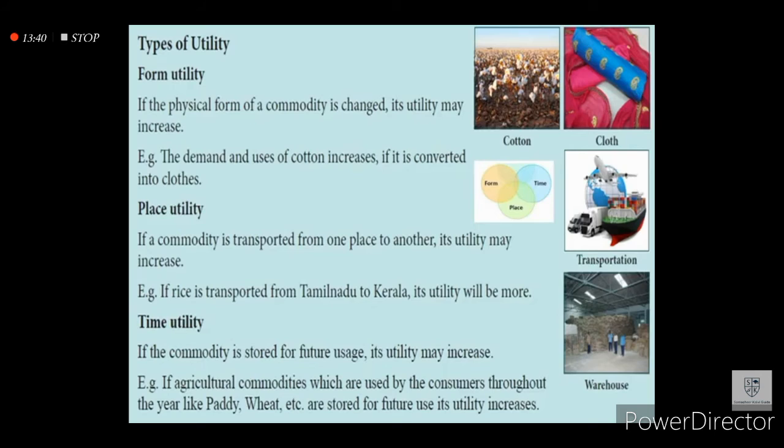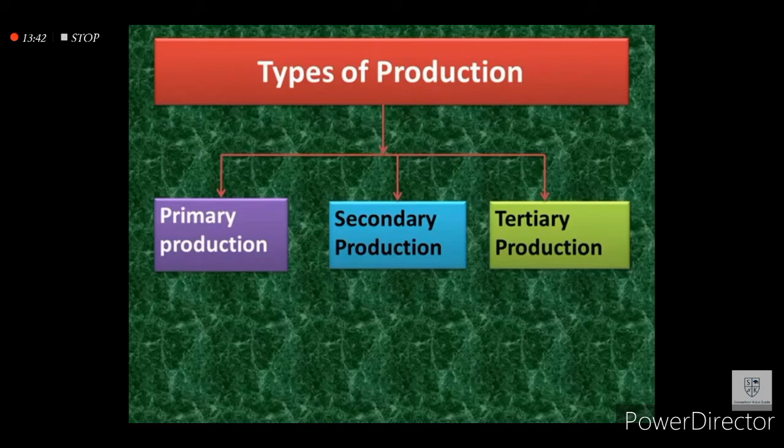Children, now we will see the types of production. For general purposes, it is necessary to classify the production into three main groups. They are primary, secondary and tertiary. Primary, P-R-I-M-A-R-Y, primary production. Secondary, S-E-C-O-N-D-A-R-Y, secondary. Tertiary, T-E-R-T-I-A-R-Y, tertiary, primary, secondary and tertiary production.